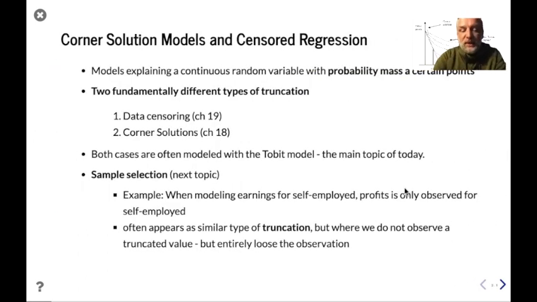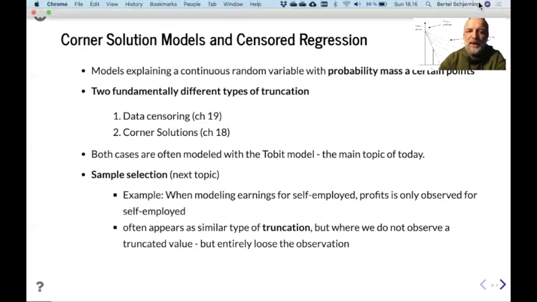So basically, both of these models, both corner solution outcome models and censored regression models, are used to explain some of the same phenomena. If you're interested in modeling a continuous random variable with a probability mass at a certain point, or certain points, it could be more places. Now, when would that happen?